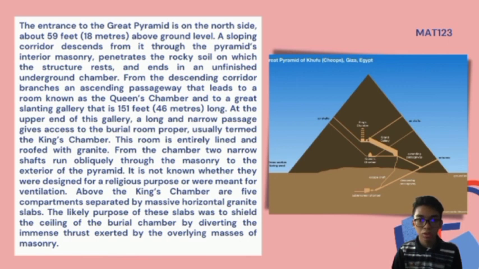From the chamber, two narrow shafts run obliquely through the masonry to the exterior of the pyramid. It is not known whether they were designed for a religious purpose or were meant for ventilation. Above the King's Chamber are 5 compartments separated by massive horizontal granite slabs. The likely purpose of these slabs was to shield the ceiling of the burial chamber by diverting the immense thrust exerted by overlying masses of masonry.